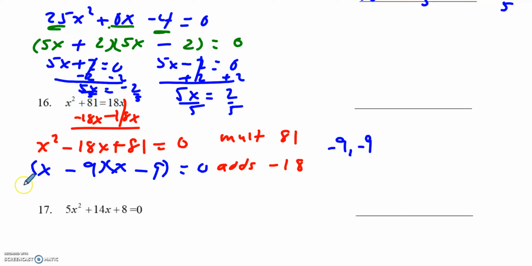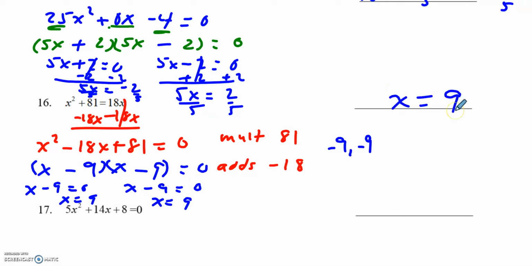Now notice, if I set these both equal to 0, it's the same parenthesis twice set equal to 0. So both times if I add 9, I will get the answer x equals 9. So this time, there's only one answer for x, just positive 9. You only need to write it once.